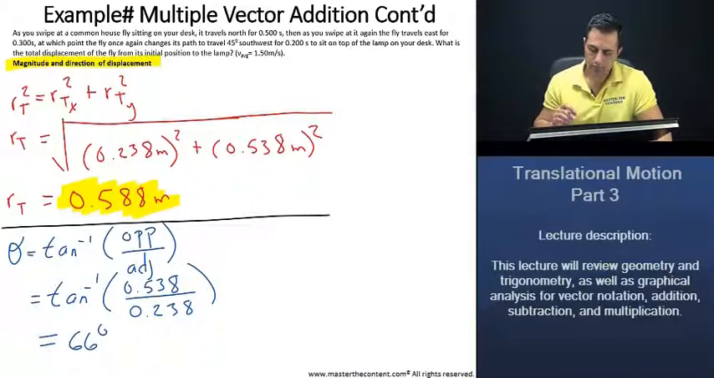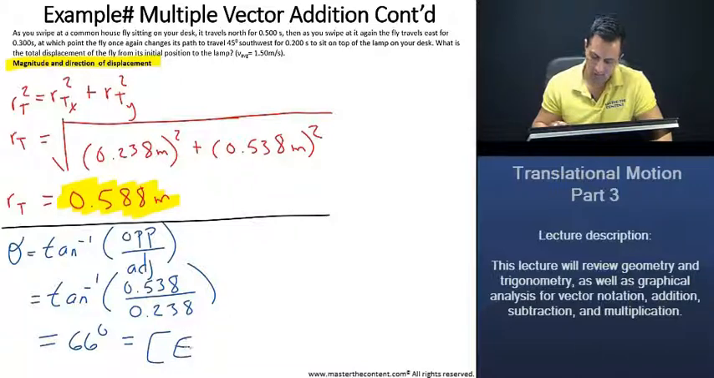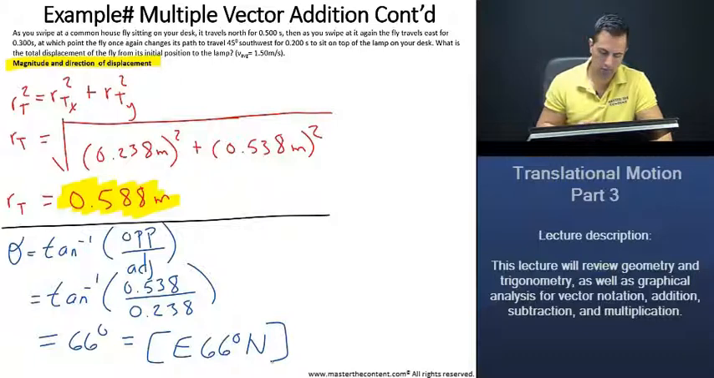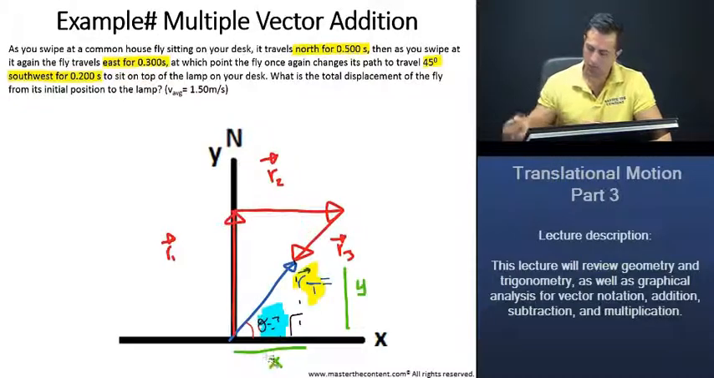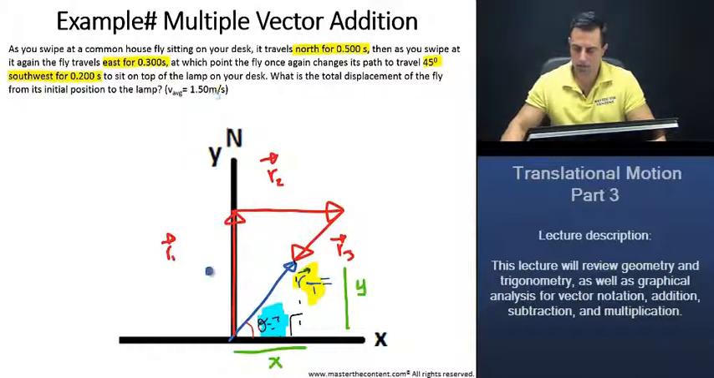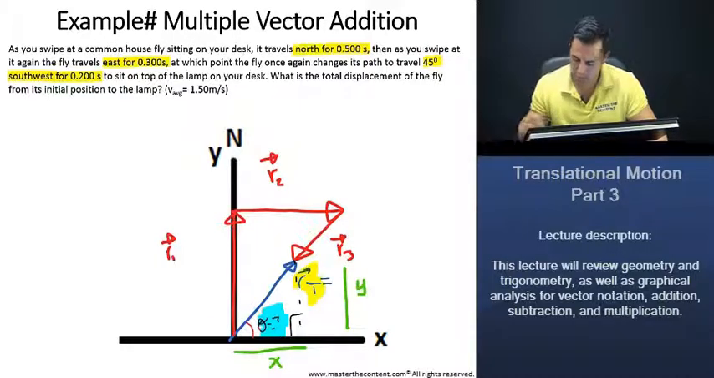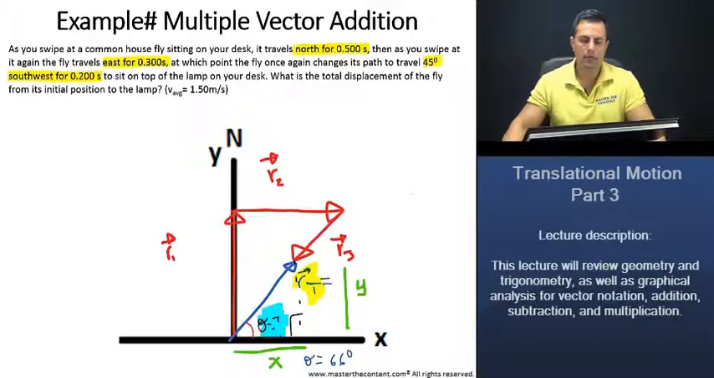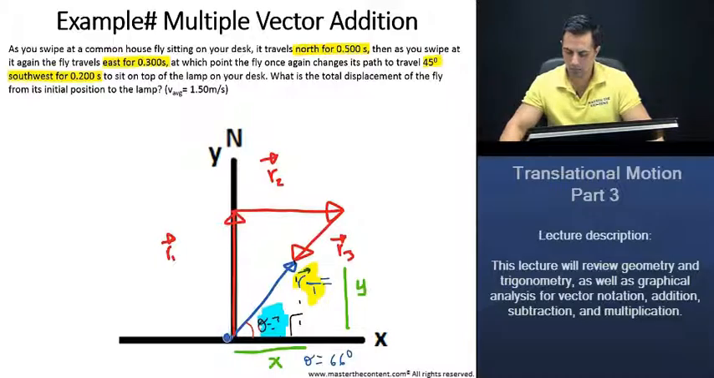Now, if we look at the position vector, it's actually going to be east 66 degrees pointing north. Let's go ahead and take a look at that. Let me just write this value in first. So theta is equal to 66 degrees. Just to remind us, as we see here, it's east pointing 66 degrees north, and that's going to be 0.588. That there is our total displacement.